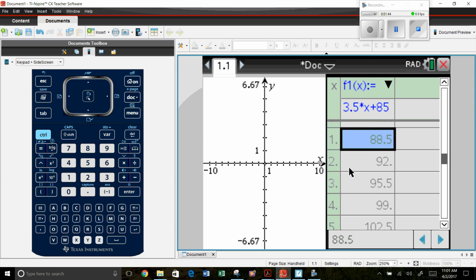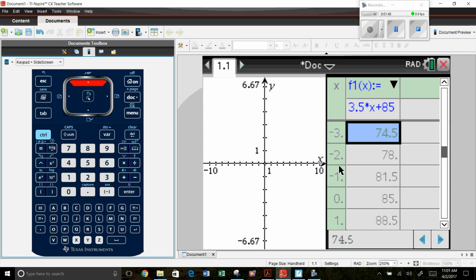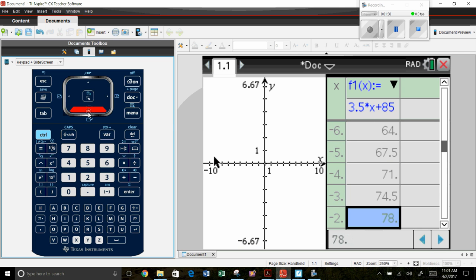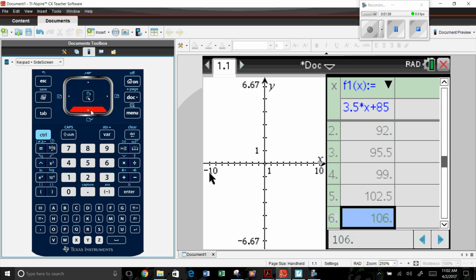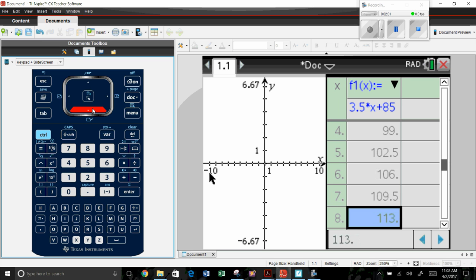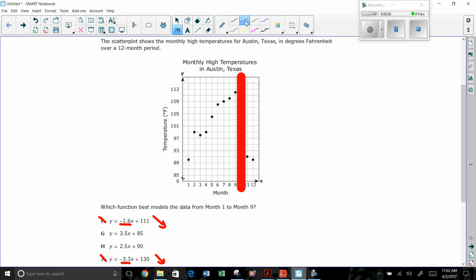There's our table. The numbers I'm going to use for my scatter plot are 0, 85, which will be my first one, and then another one that I can plot on the graph will be 8, 113. So we're going to go back to our paper and put those dots on the graph.